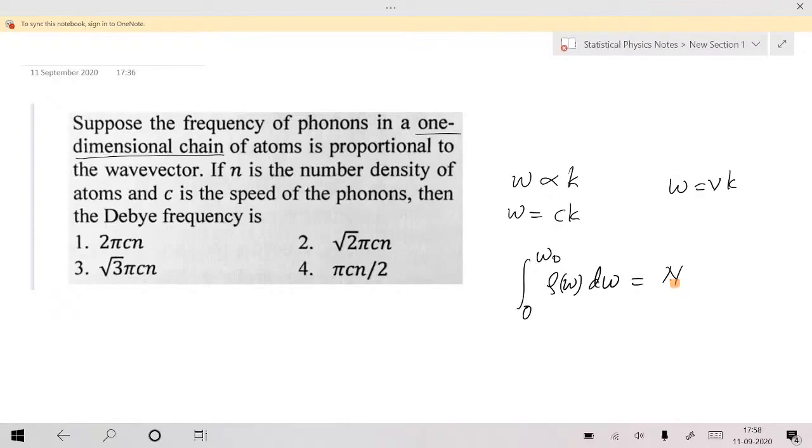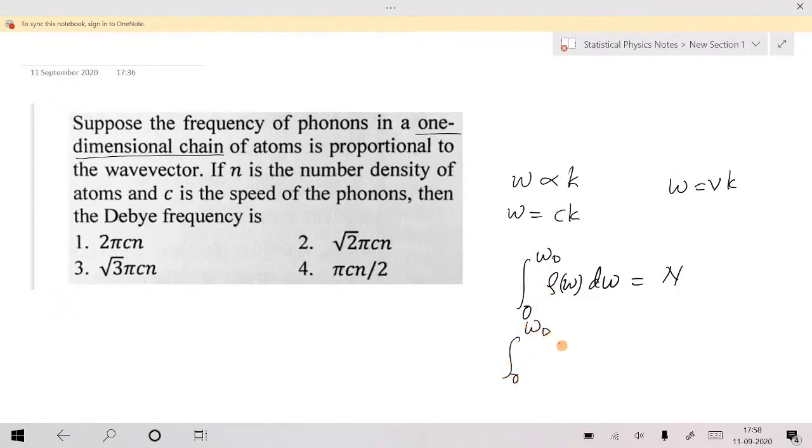One dimension, sir. Yes. That's why you don't have to take the three phonon modes also. Again, you just have to equate these two. I think here comes the length. Am I right? What is this rho of omega? Do you remember this one?